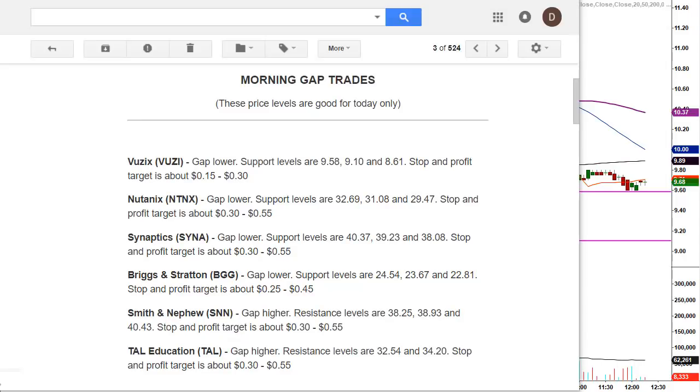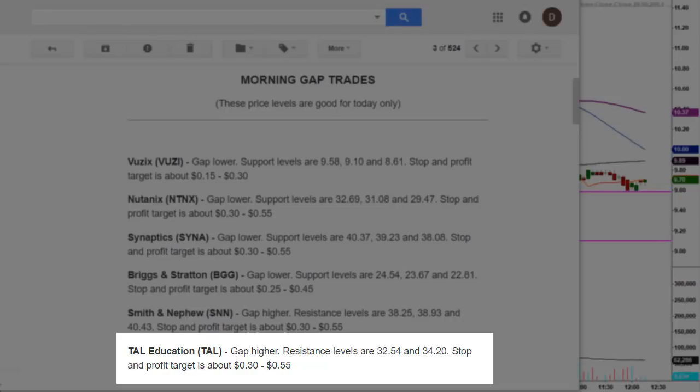So I give multiple opportunities on each and every stock each and every day. Now the third one we're going to talk about, it hit its price level, but it's a little bit unique and something I talk about specifically in the course was TAL, gap higher. Resistance levels are 32.54, 34.20, and the stop and profit target is about 30 to 55 cents. We're going to go over this one real quick as well.